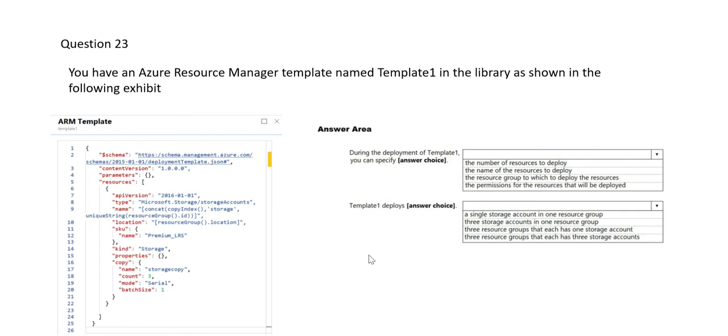What the question is saying is, during the deployment of template 1, out of these options, what should you specify? The number of resources to deploy. See, you see your count, the number of storage accounts, they have already mentioned, so this is wrong. The name of resources to deploy, they already told they are putting storage. So I don't think that is the first thing that is important. The resource group to which to deploy the resources. Yes, you need the resource group. You see there is no mention of the resource group.